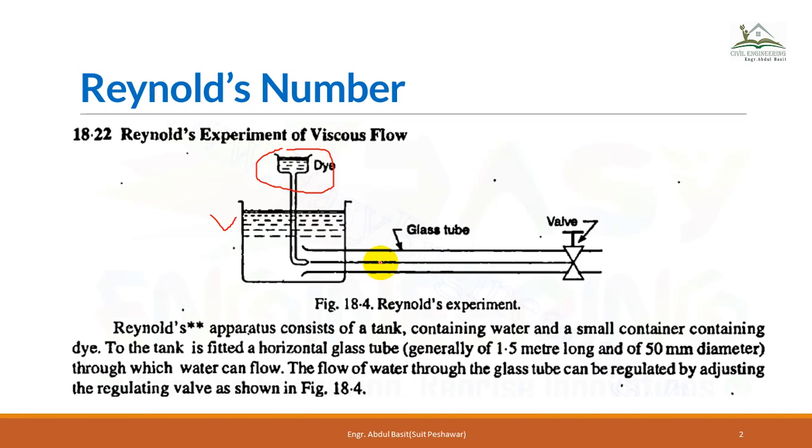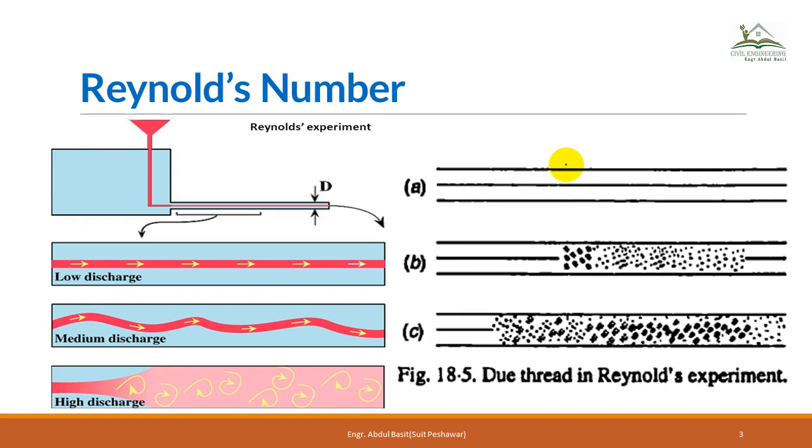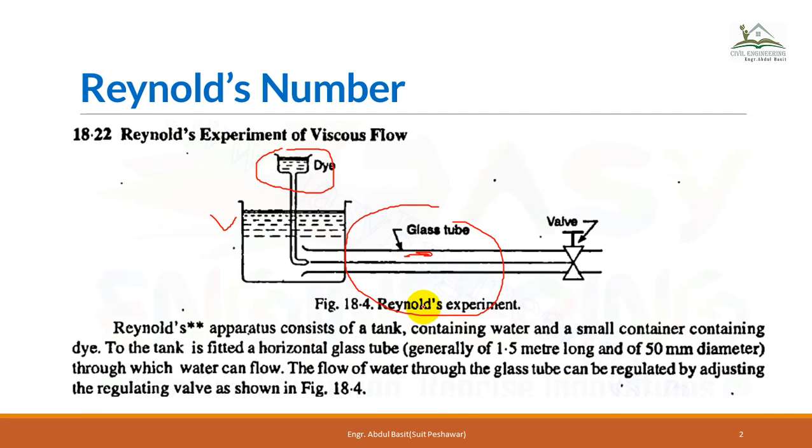When the flow through this pipe is laminar, all the particles in the pipe will follow their own path, flowing in a straight line. Simultaneously, the dye present in this container will also flow in a straight line through the pipe. If a straight line is achieved, then you can say that this is laminar flow. So here are the results: this is laminar flow, this is transition flow, and this is turbulent flow. This is the simple arrangement for that experiment.